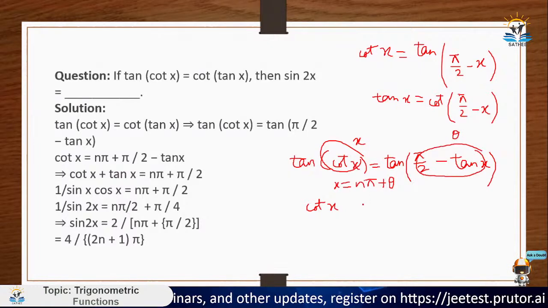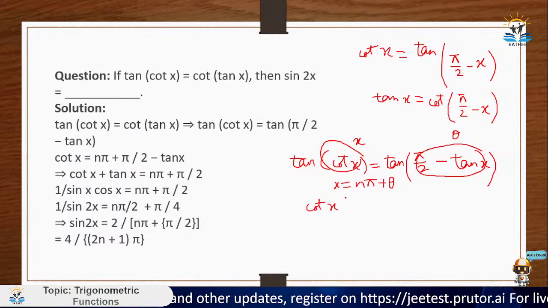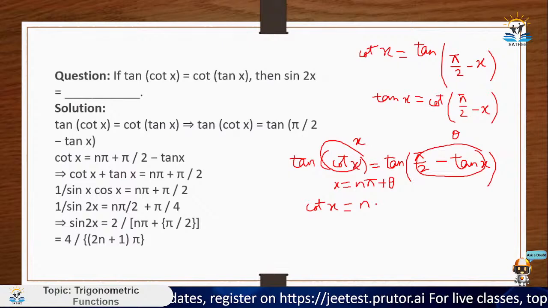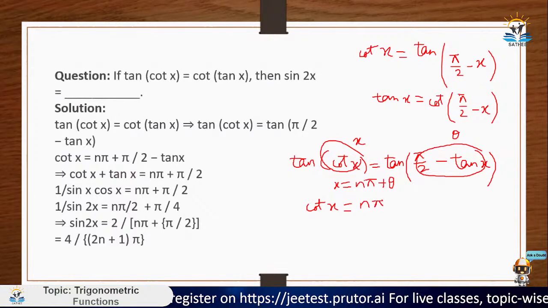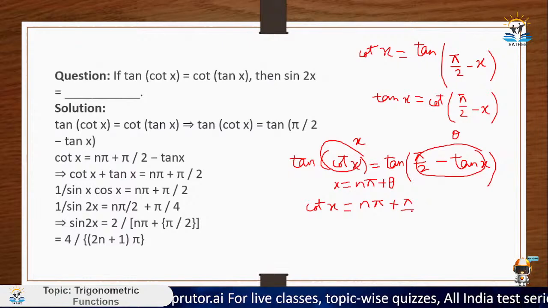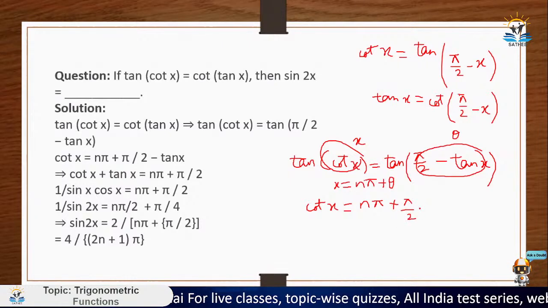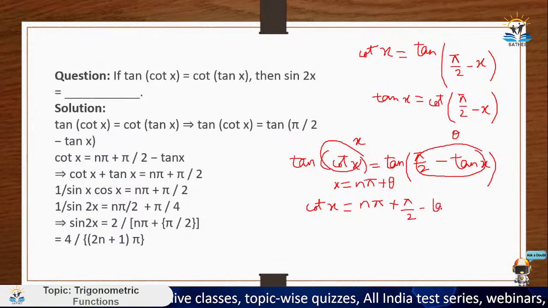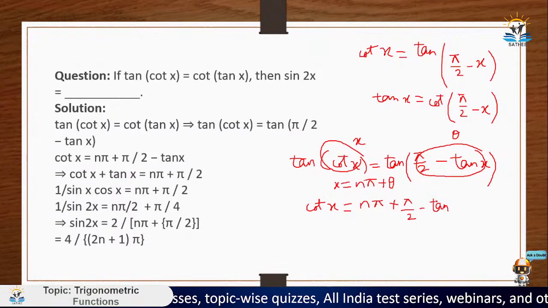So using it, cot x is equal to n pi plus, for theta we will take pi by 2 minus tan x. So plus pi by 2 minus tan x. Okay. So take it that side. So you will get cot x plus tan x is equal to n pi plus pi by 2. Let me erase it.